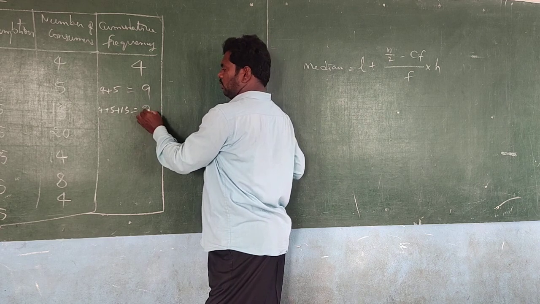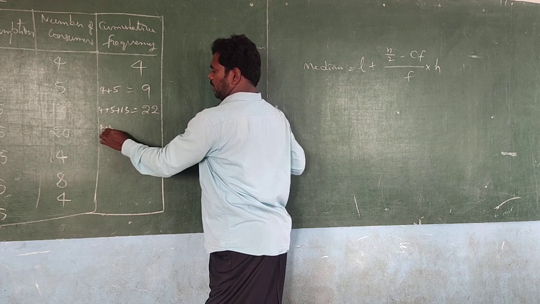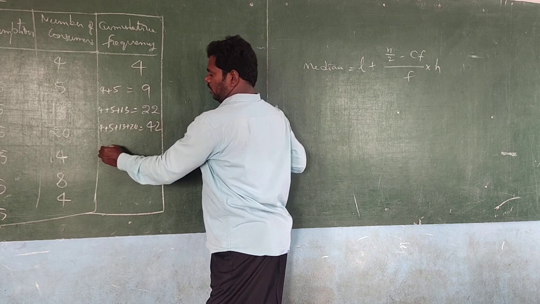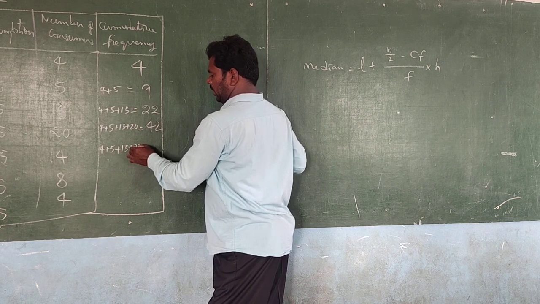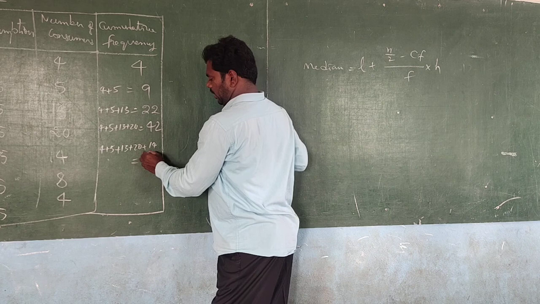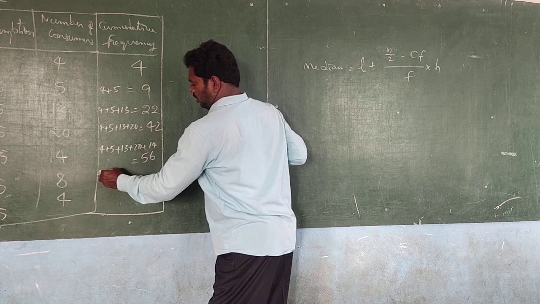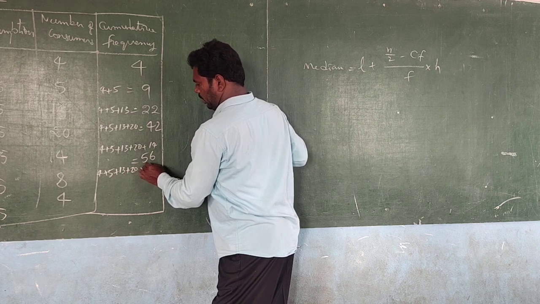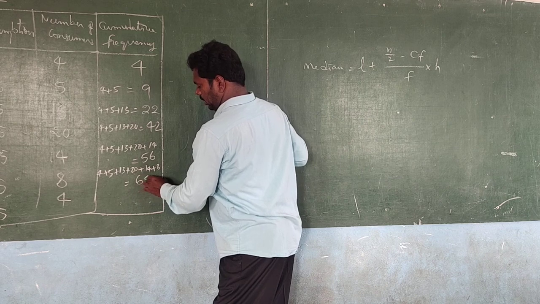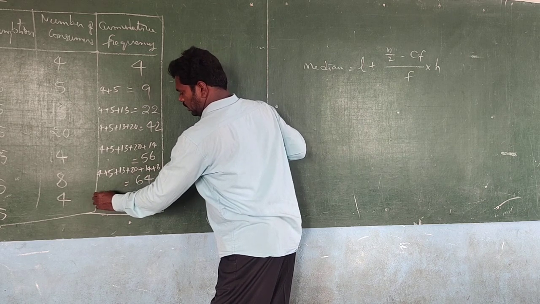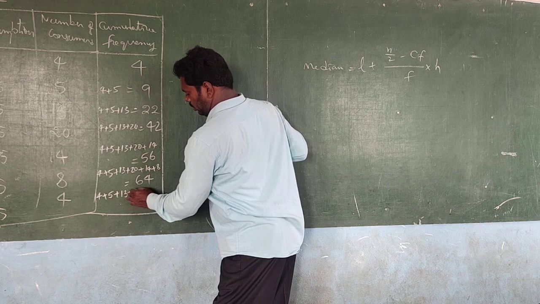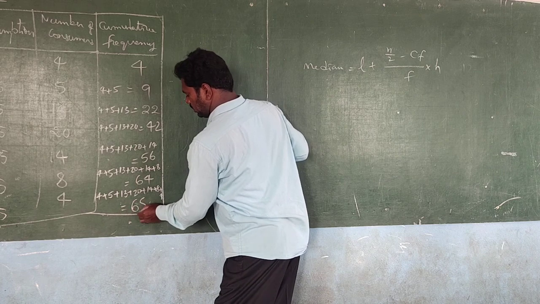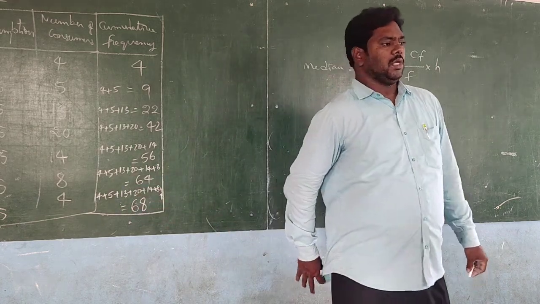9 plus 13, that is 22. And next, 22 plus 20, 42. And 42 plus 14, 56. Next, 56 plus 8, 64. Next, 64 plus 4. So how much? 68. Okay. This is the cumulative frequency.